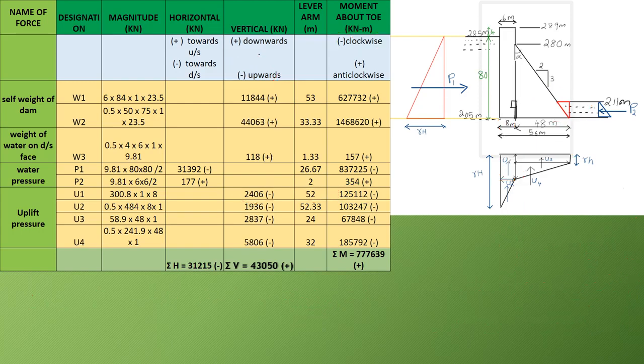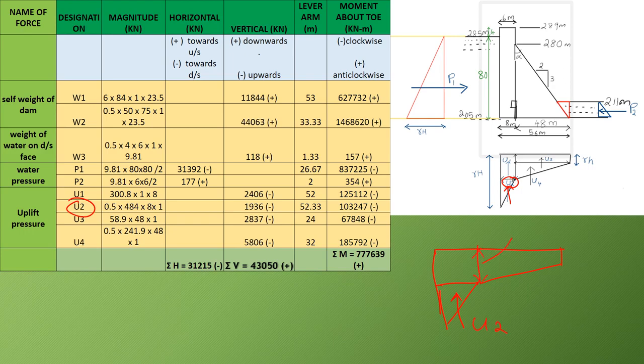Next we have to find out U2. U2, that is this force. Okay, this force U2, and for that, if we draw that uplift pressure diagram again, we have to find out the force due to this triangle, that is U2.